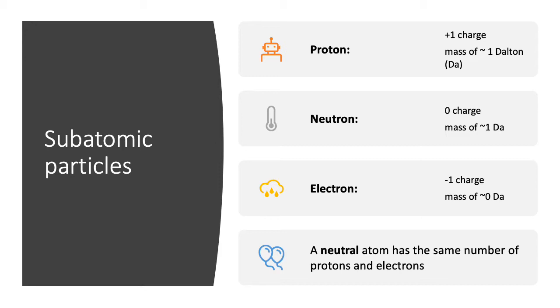Electrons are so tiny that they weigh about 1/2000th of a Dalton. So it's such a small amount that we say that it's negligible, like we can just kind of ignore it, not worry about it.